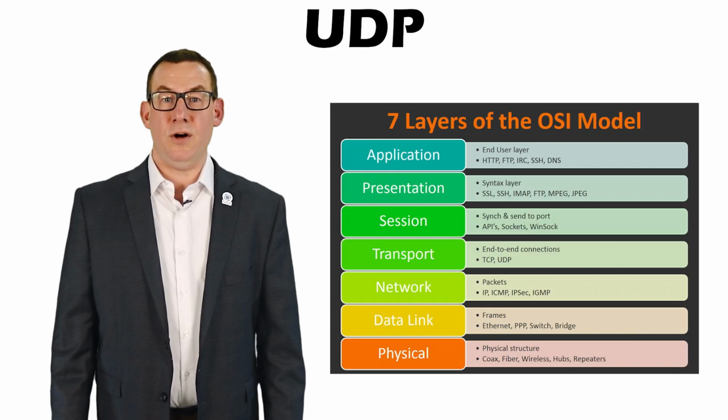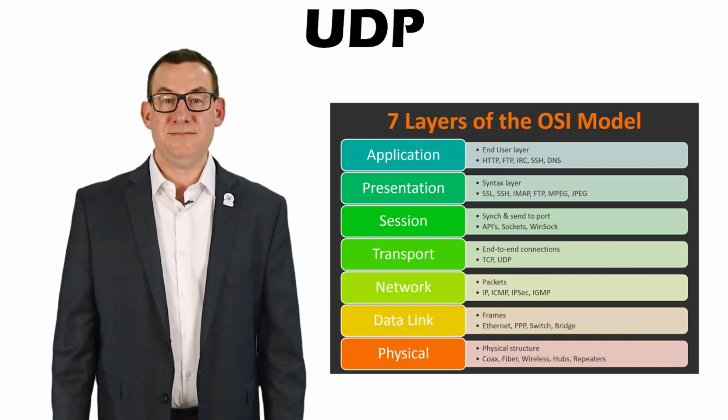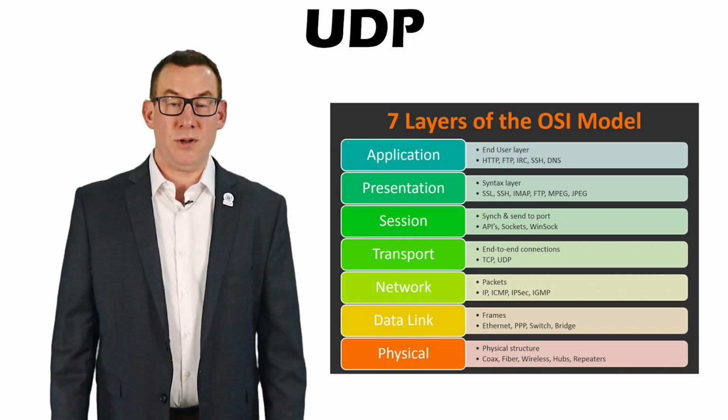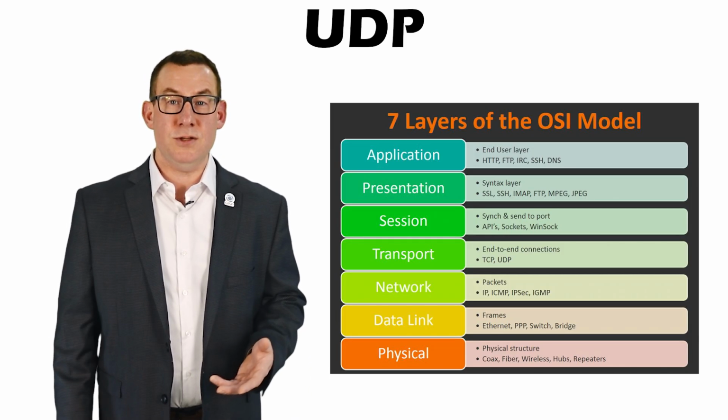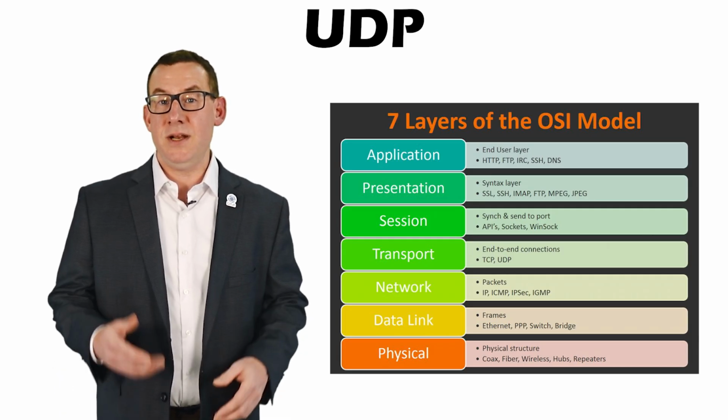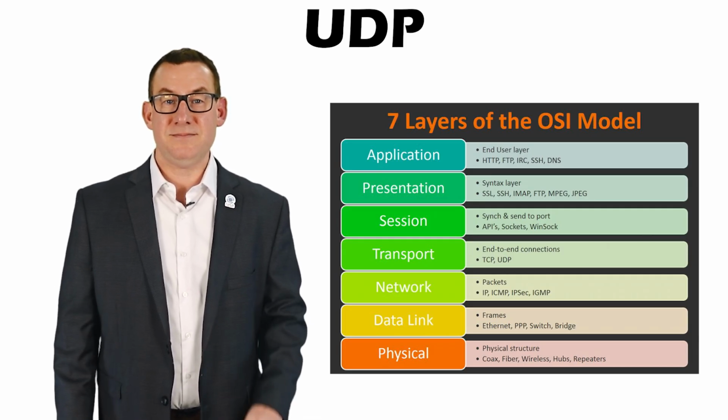User Datagram Protocol, or UDP. User Datagram Protocol is faster but connectionless. UDP is used for live data streams, video calls, and sensor feeds.